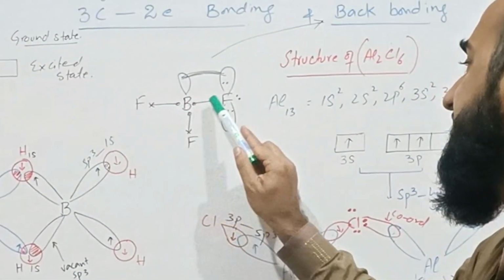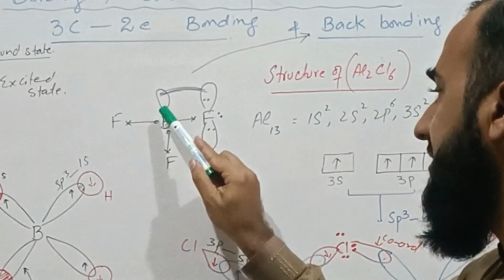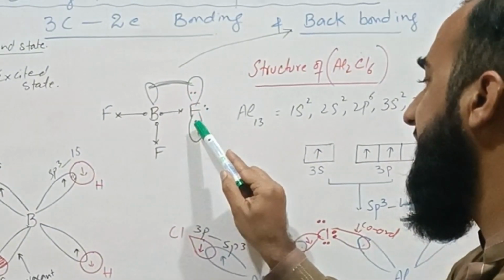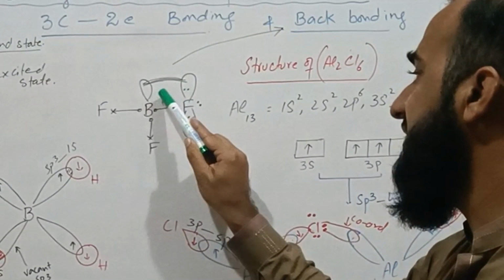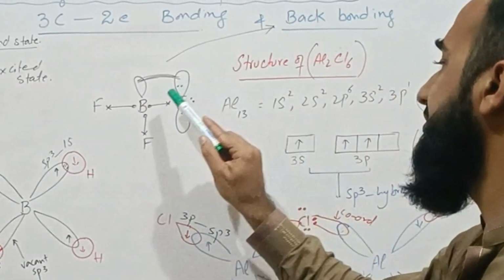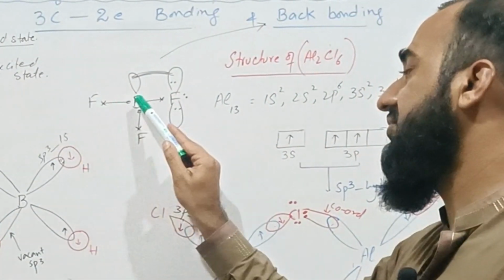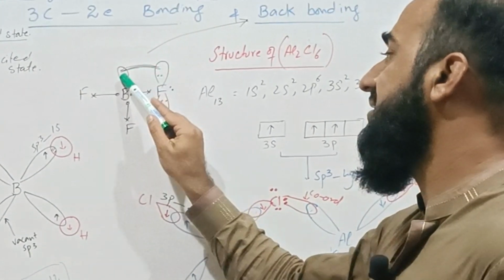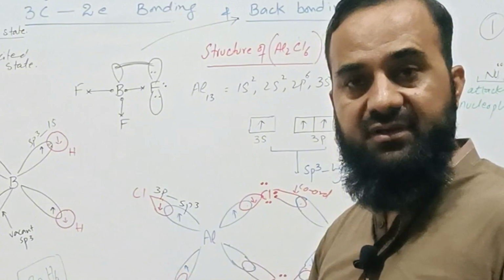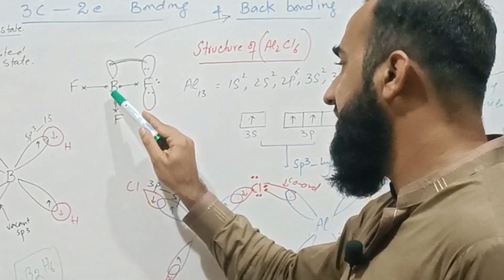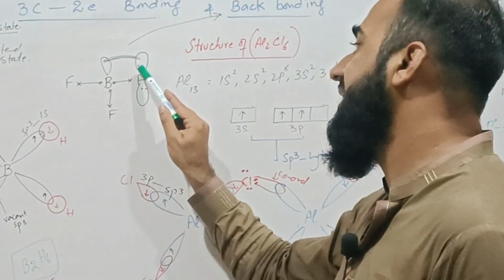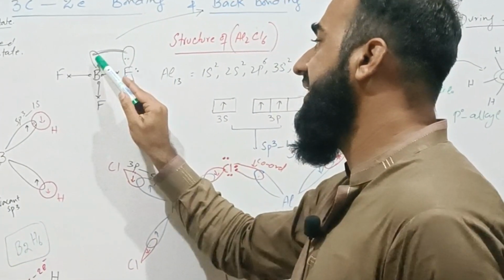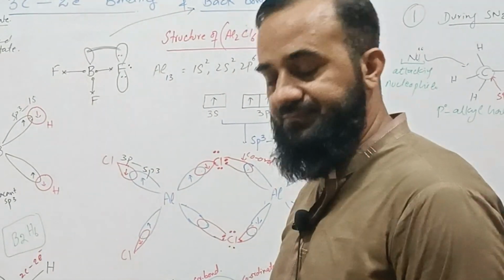But in BF3, the vacant orbital present on boron forms a pi bond with the attached fluorine. So this is called back bonding. So BF3 removes its electron deficiency and gets stabilized by this type of bond. This is a kind of parallel overlap between the vacant orbital and the filled p orbital of the fluorine atom. This is called back bonding.